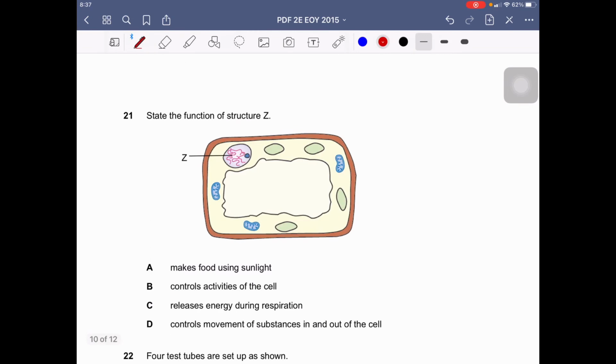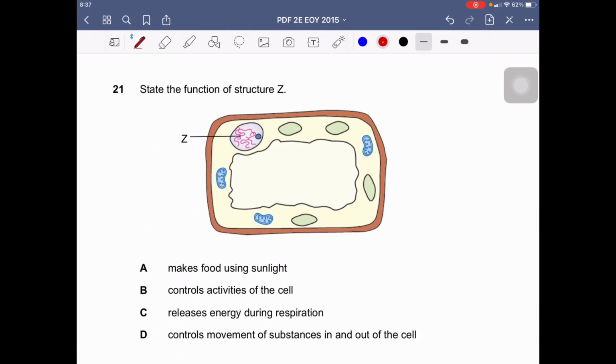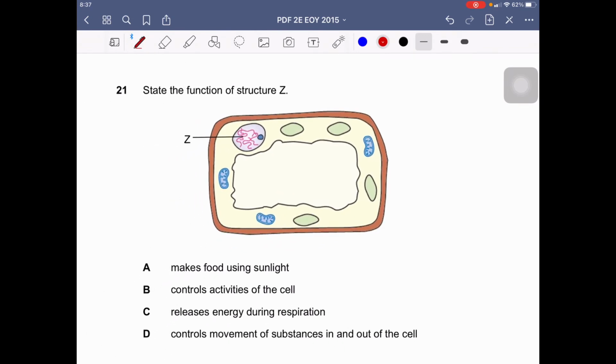Okay, next, question 21. Now this is biology. You got this question here: state the function of structure Z. I always like to label the different parts. So this is obviously the nucleus. Now this is your chloroplast. It's in green in my diagram, but yours you don't have. Chloroplast has a function, and later we will talk about that. Now this is your mitochondria.